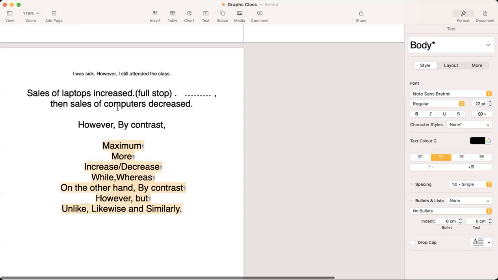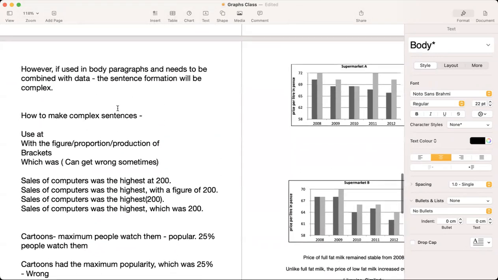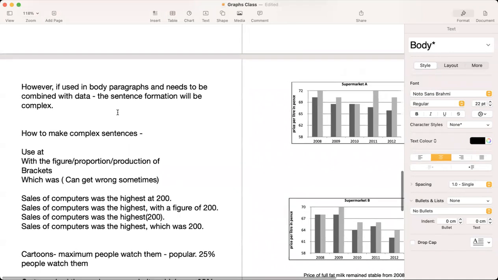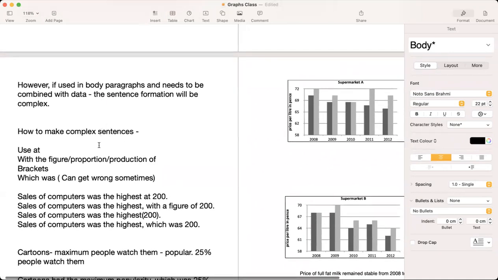Okay. Now I want to tell you something about complex sentences, because you try to make the sentences and they come out wrong sometimes. So I've taught the word maximum. I want to teach you to use it well also. I taught you how to use while. Now I want to teach you how to use maximum.